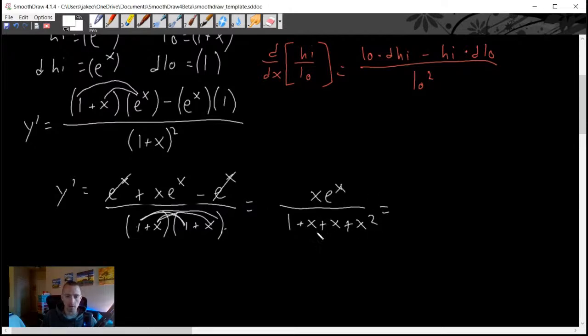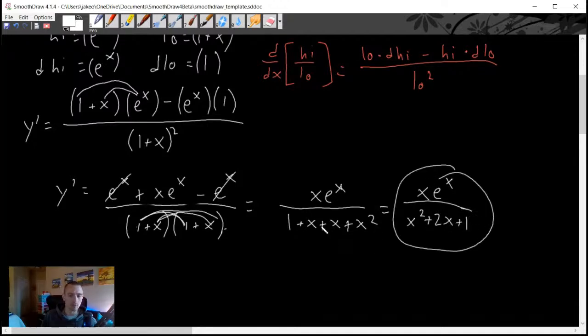And then we can combine our x's down here. So we just get x e to the x over x squared plus 2x plus 1. And that's going to be the final answer for the derivative of our function.